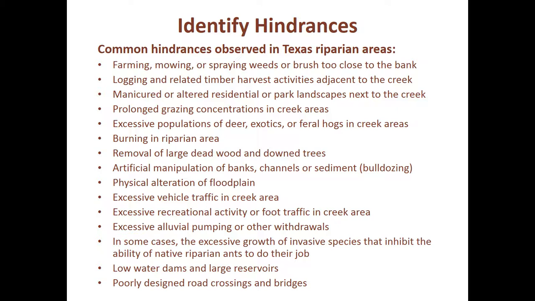farming, mowing, or spraying weeds or brush too close to the bank, logging and related timber harvest activities adjacent to the creek, manicured or altered residential or park landscapes next to the creek, prolonged grazing concentrations in creek areas, excessive population of deer exotics or feral hogs in creek areas, burning in riparian areas, removal of large dead wood and downed trees, artificial manipulation of banks, channels, or sediment such as bulldozing, physical alteration of floodplains, excessive vehicle traffic in creek areas, excessive recreational activity or foot traffic in creek areas, excessive alluvial pumping or other withdrawals, in some cases the excessive growth of invasive species that inhibit the ability of natural riparian plants to do their jobs, low water dams and large reservoirs, and poorly designed road crossings and bridges.